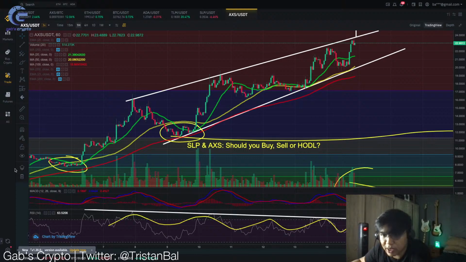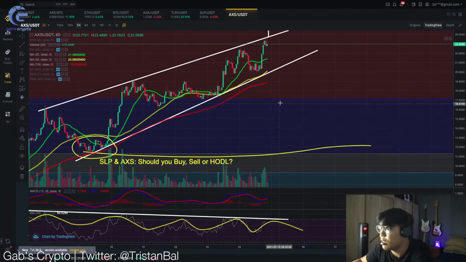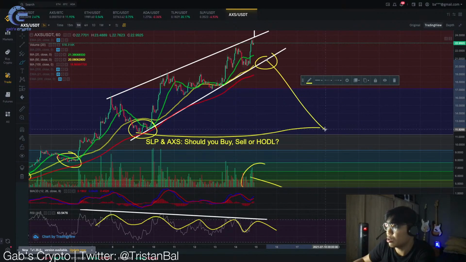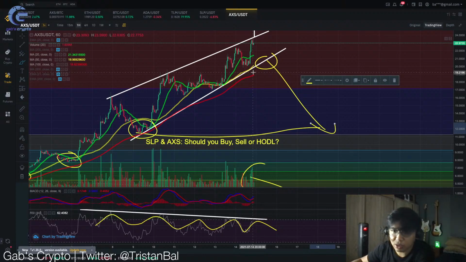Kailan po kaya ang possible big dump? If tatanungin niyo ako for Axie Infinity token, magkakaroon ng big dump if na-break natin tong rising wedge. So pag na-break natin to with volume, this can go down up to the 11.3 US dollars. So kailangan ma-break nito with a confirmed sell volume with an early candle close.